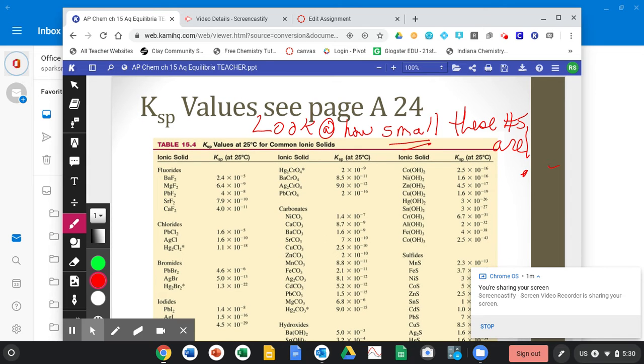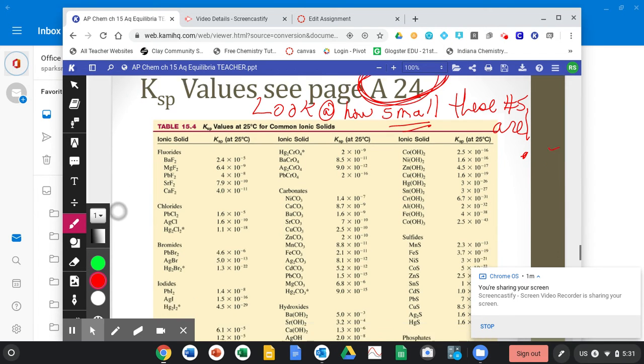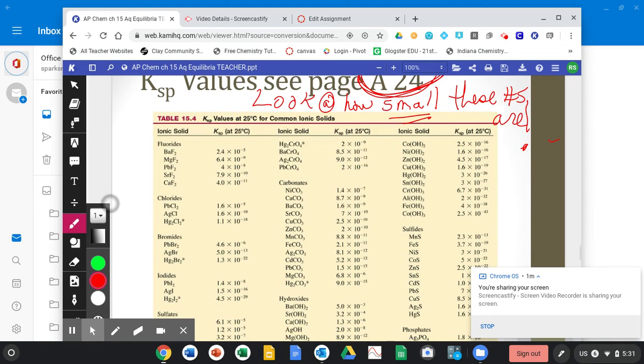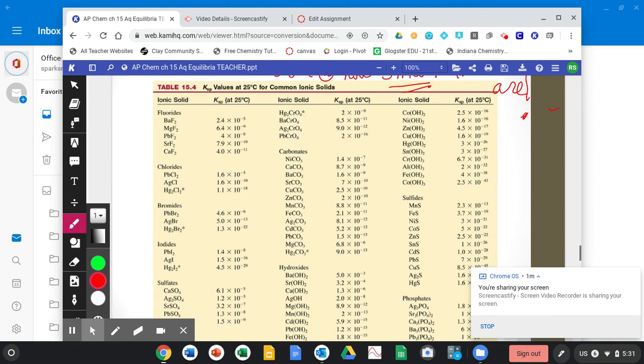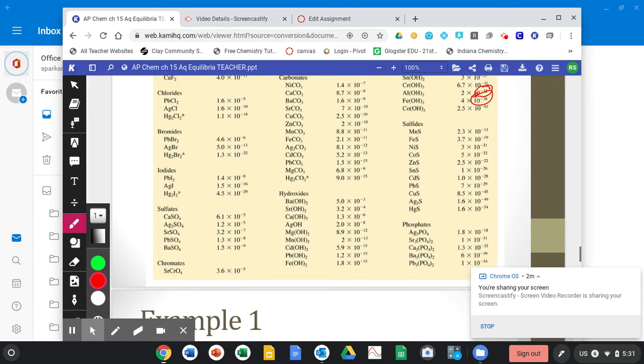Now, these Ksp values are in your appendix, so make sure that you're checking that. So that's where this page comes from. I want you to look at how small some of these numbers are. I mean, you've got 10 to the negative 32, 10 to the negative 38. So this is what I mean by slightly soluble substances. Of course, these have a lot of ions, and that affects that value. And some of them are as large as 10 to the minus 5, but they're usually the ones with just 2 ions in them.